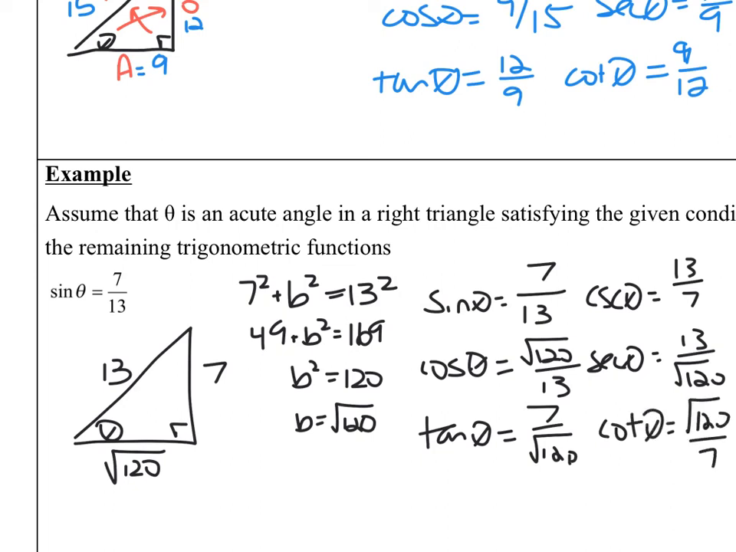Next, we're going to look at what happens if instead of just doing this little acute right triangle, what if instead we plop it on our coordinate grid and we have it in different quadrants. So that's what's coming up next.